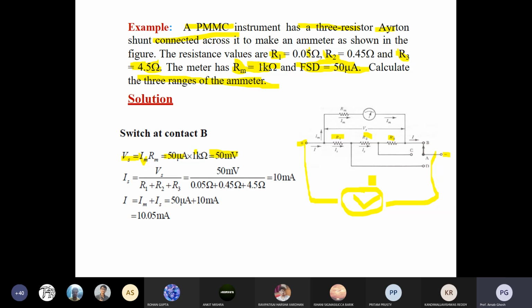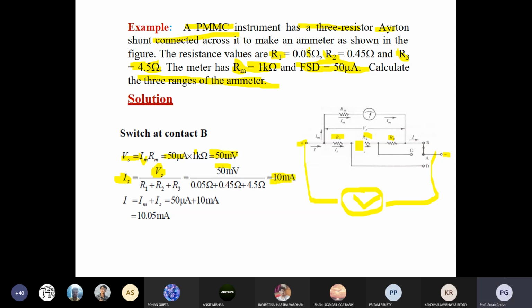So Vs is 50 millivolt, which you have calculated. Now in the first case you are getting Is. You can use the current dividing rule, or directly you can get the value of Is. Total potential Vs divided by R1 plus R2 plus R3, so you directly get it. So you are getting the value of Is as 10 milliampere.